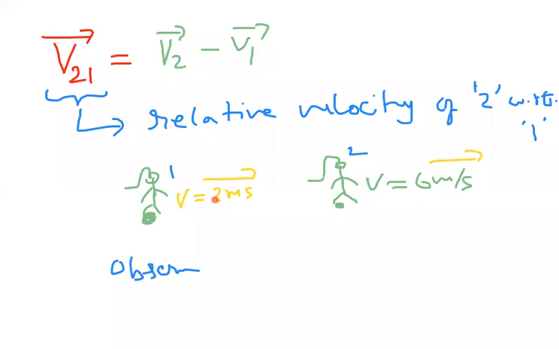What is my feeling about person 2? This is not real, this is my feeling about 2. What is my feeling about 2? Myself here. Observer is myself.